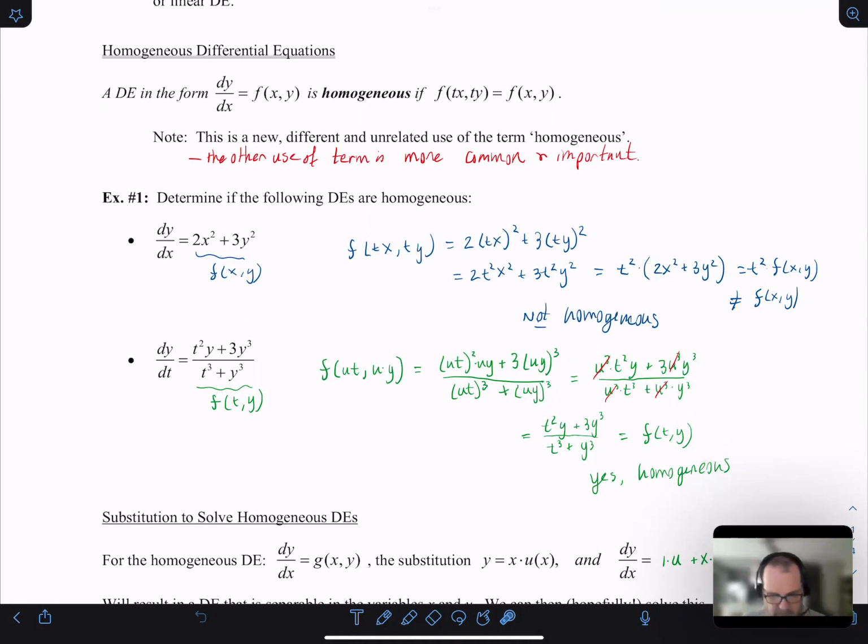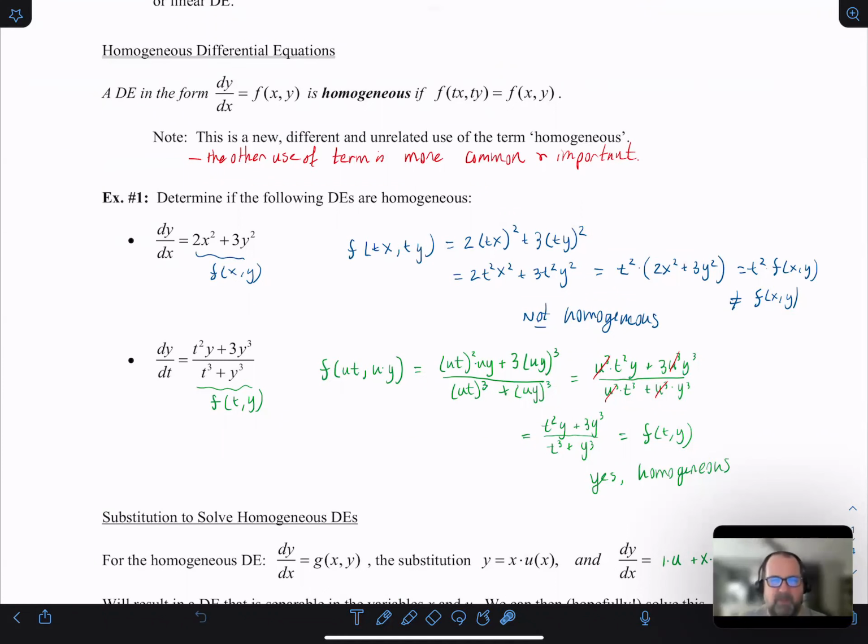There are two types here. The first one is something called homogeneous differential equations. This is slightly unfortunate. I believe we've used the term homogeneous previously in the course. Usually homogeneous is simply a DE where it is set equal to 0. This is a different use of the term, and probably the less important use of the term here.